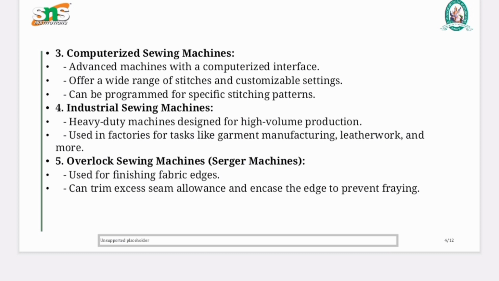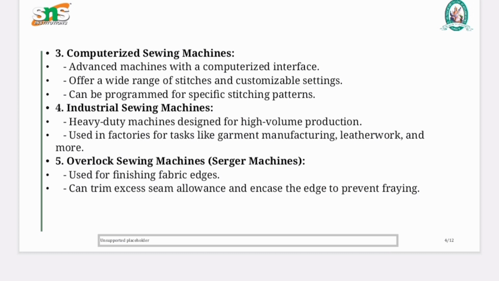Walking foot machines, equipped with a walking foot mechanism to ensure even feeding of thick or multiple layers of fabric. Buttonhole machines, specifically designed for automated buttonhole stitching, can be standalone or integrated into other sewing machines. Blind stitch machines, used for creating nearly invisible hems, commonly in garment production.